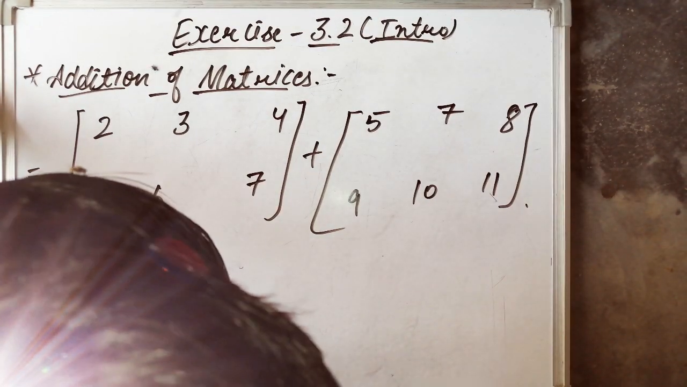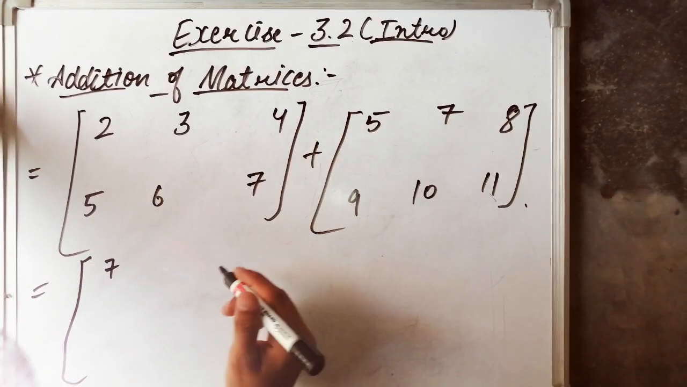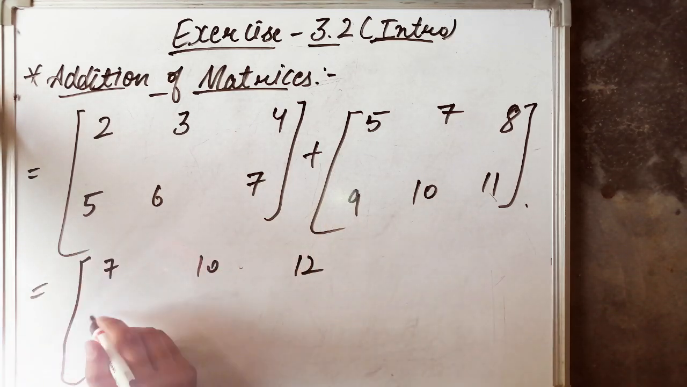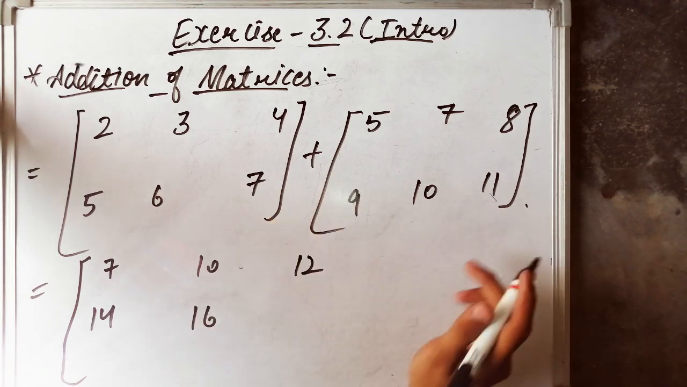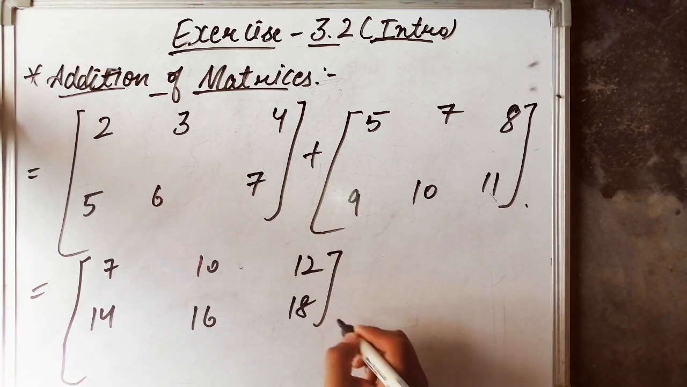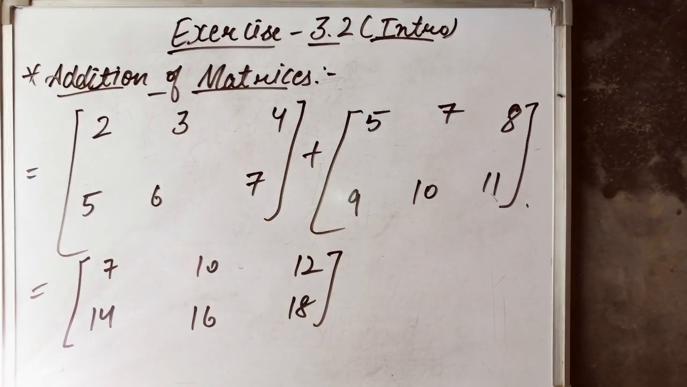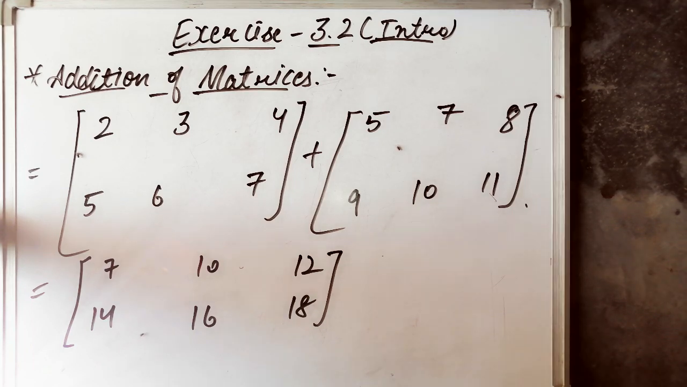After adding we have the matrix: 2 plus 5 we have 7, 3 plus 7 is 10, 4 plus 8 is 12, and 5 plus 9 is 14, 6 plus 10 is 16, 7 plus 11 is 18. This is the resultant matrix which we will get after adding these two matrices. This was the example of a 2 cross 3 matrix, and now let's take a few more examples of these matrices. But before that, pause the video to note it down.